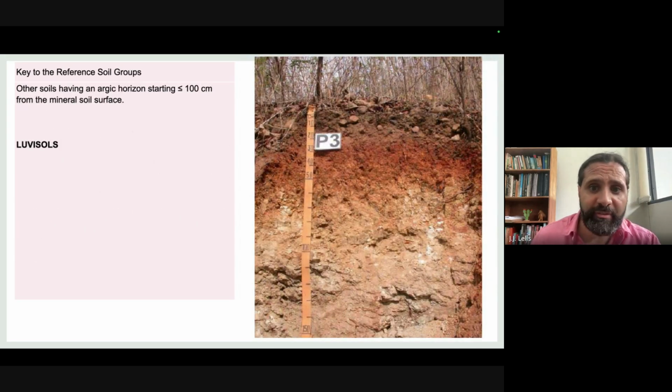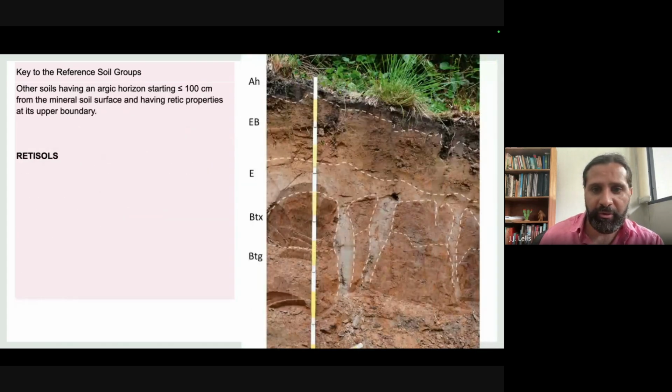And then we see the last option between these four soil profiles with argic horizons. Okay, we have other soils with argic horizons. So in this case, these luvisols, they register high activity clays and a higher content of bases when we compare with exchangeable aluminum. So let's see from the beginning, retisols: argic horizon and retic properties.